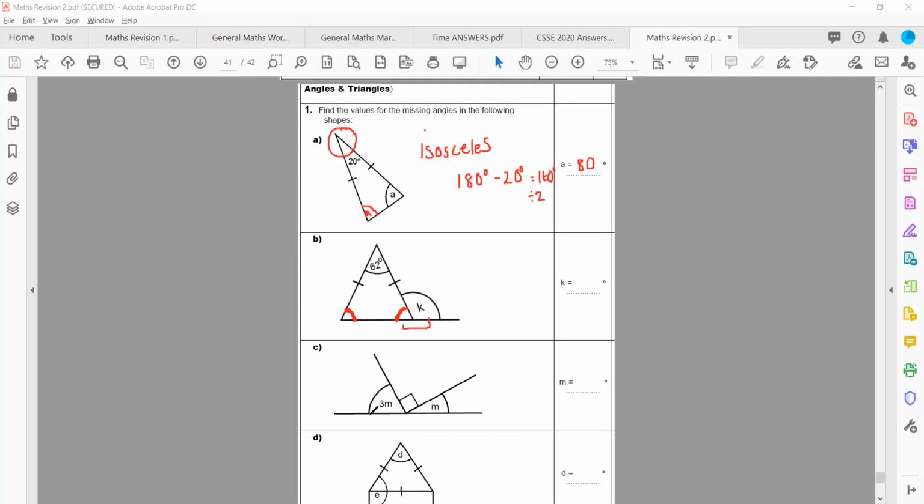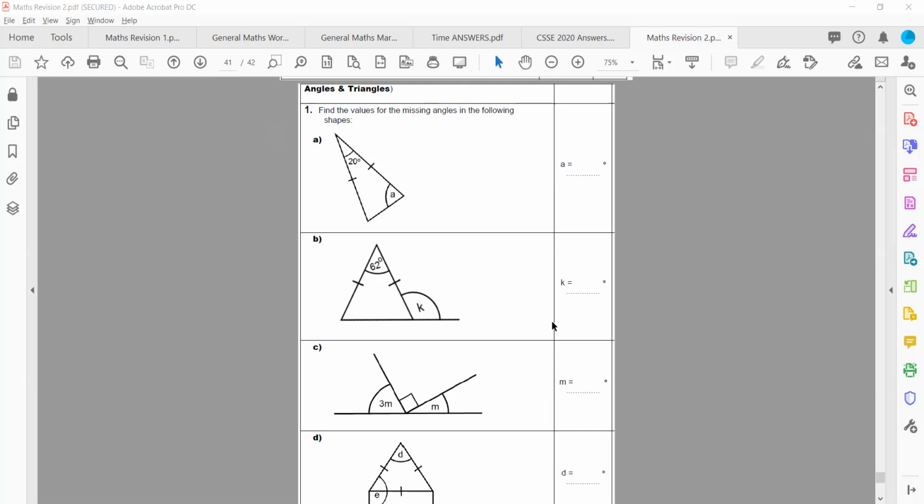Now, same with question C. This is all happening on a straight line. You will be expected to know how many degrees there are on a straight line. And then we have 3m, a right angle, and m. These 3 amounts together will give you 180 degrees. So if you want to look at it, you can make this into an algebraic equation. You have 4 m's. A right angle is 90 degrees. So 4 m's plus 90 will equal 180 degrees. And you can use that information to work out the value of m. Okay, so you can use algebra to work out the value of m there.